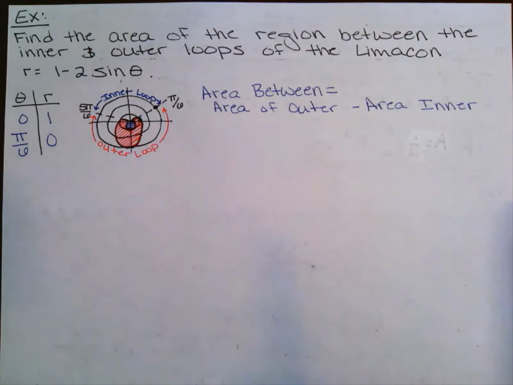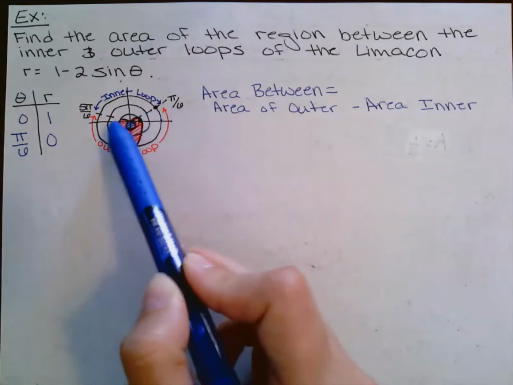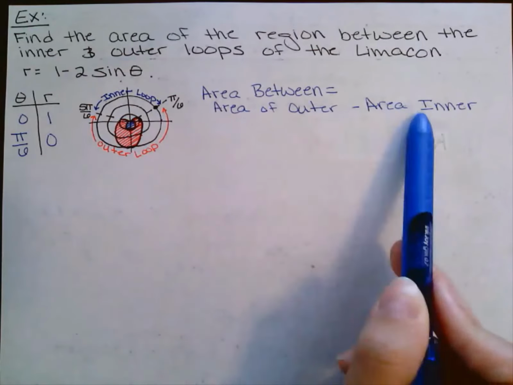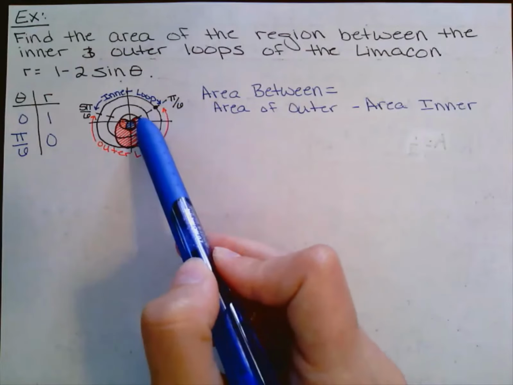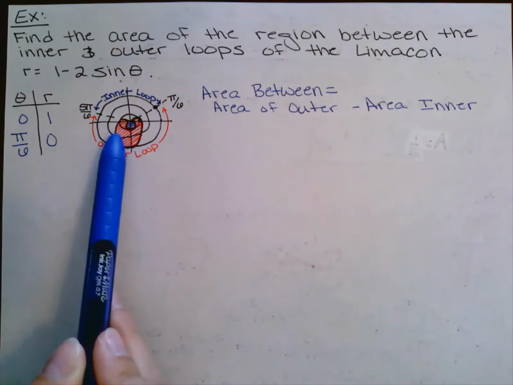If they ask us for the area between the outer and inner loop, that means I have to find the area of the outer, which would include everything, and subtract the area of the inner. And the moment where this limaçon comes back into the origin, it switches to the inner loop.